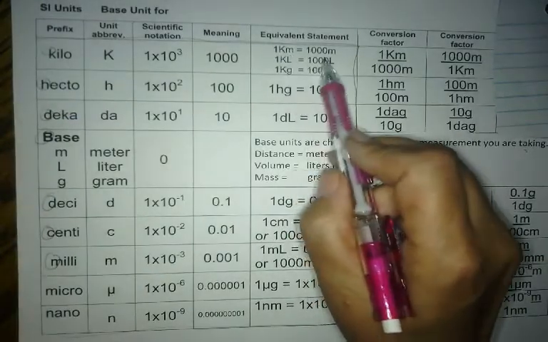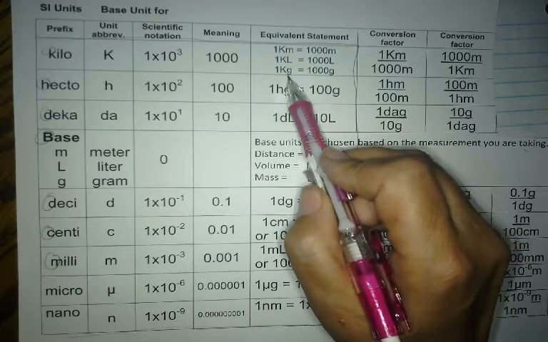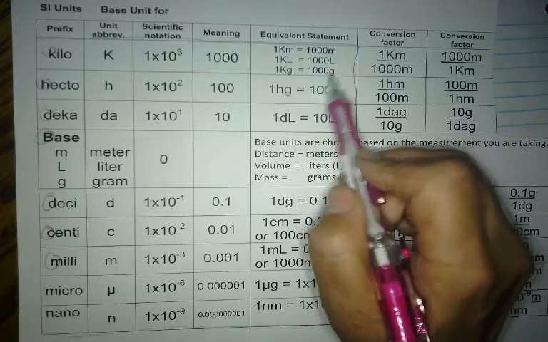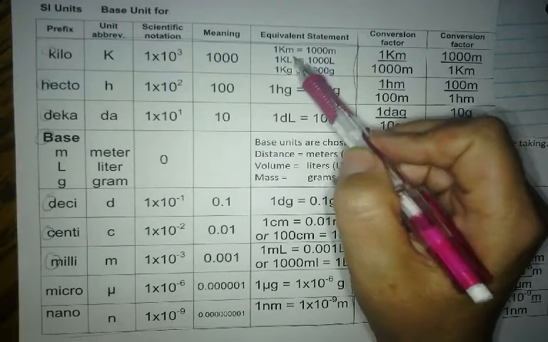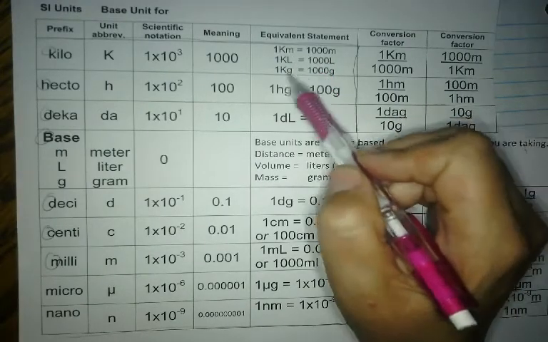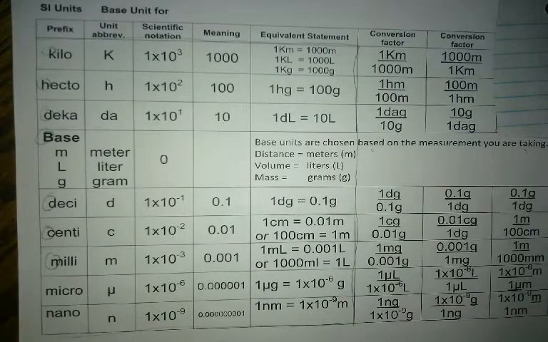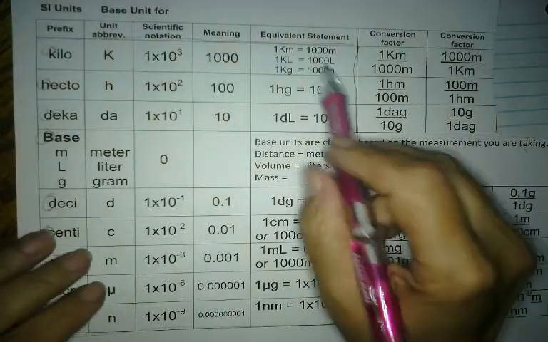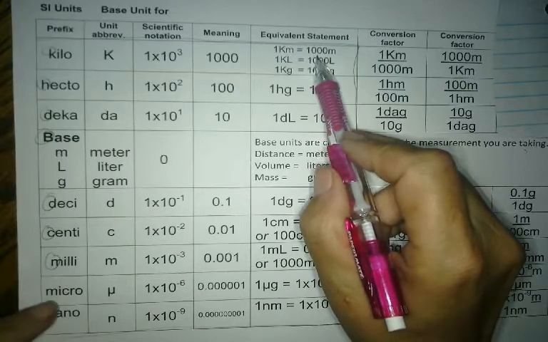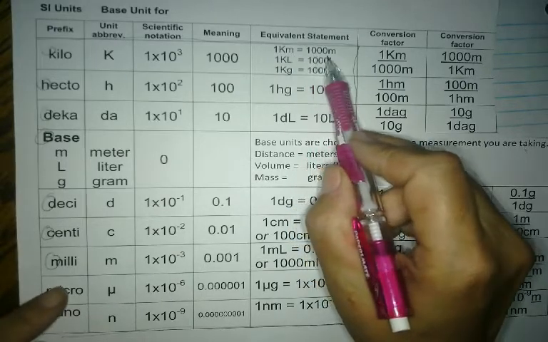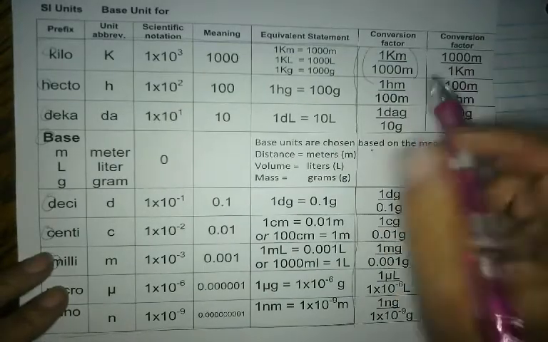1 kilometer is 1,000 meters. 1 kiloliter is 1,000 liters. 1 kilogram equals 1,000 grams. Now, right here I have all three bases used with the kilo, and those are interchangeable. This is our equivalent statement, just like 1 minute is 60 seconds, 1 kilometer is 1,000 meters, which means I can make a conversion factor with that, okay?